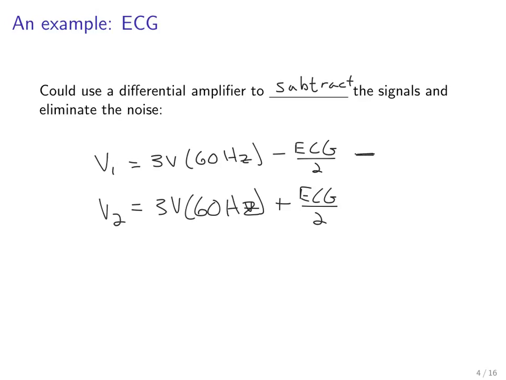We're going to put them into a box here. In that box, if it subtracts these two signals, if it takes V2 minus V1, then what will come out is just ECG. You can see that if you subtract the two signals, then you're going to get rid of the 3 volt signal, and you're going to get the full ECG signal. So this device here is going to be the differential amplifier.